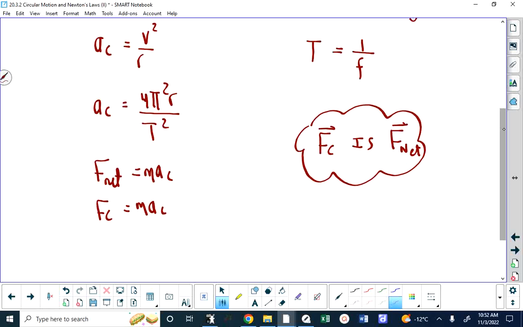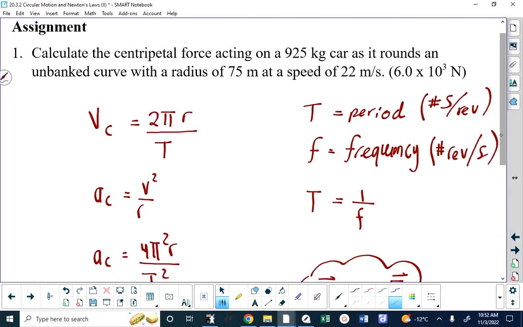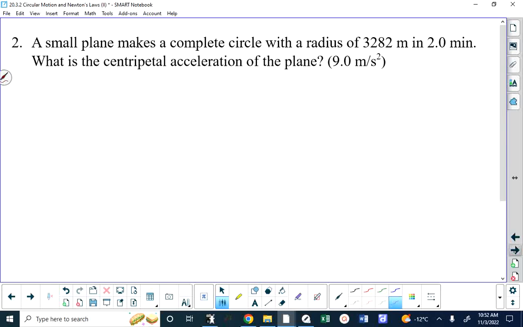All that being said, does anybody have any questions from any of the assigned problems? Go ahead, Aoki. Number 2? Okay, let's take a look at number 2. A small plane makes a complete circle with a radius of 3,282 meters in 2 minutes. What is the acceleration of the plane?